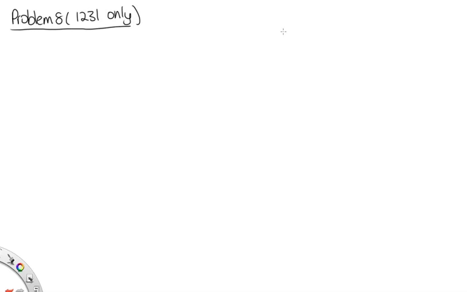So in this problem, we're given two wires. One's got a current flowing out of the page, one's got a current flowing down into the page. The distance between the wires is D, and then a distance R away, we've got point P. And we're asked to work out the magnetic field at the point P. And so this is distance D on 2, and this is distance D on 2. And now what we need to do is work out the magnetic field here.